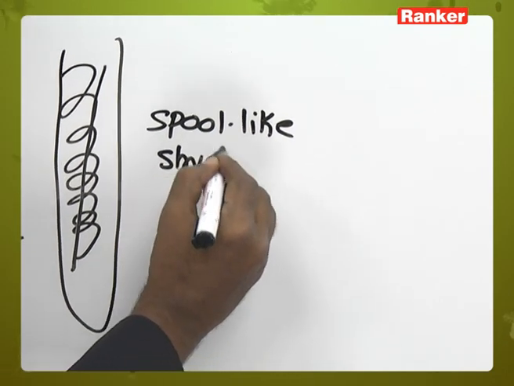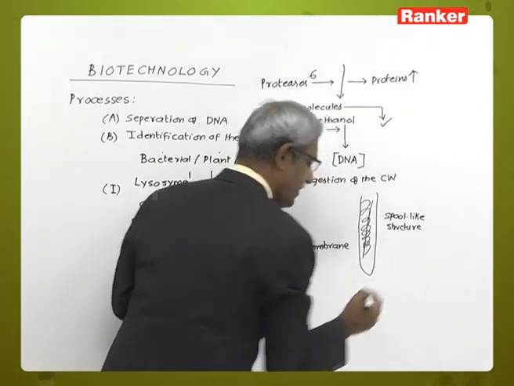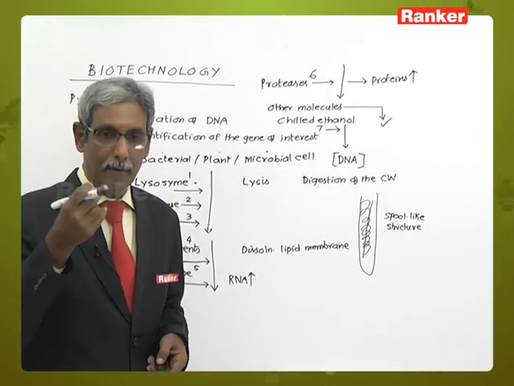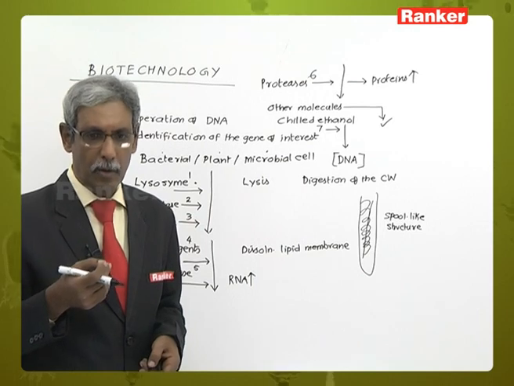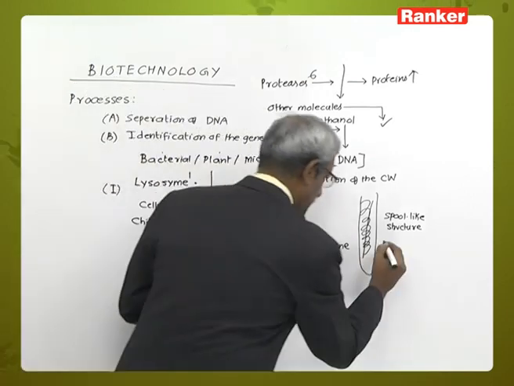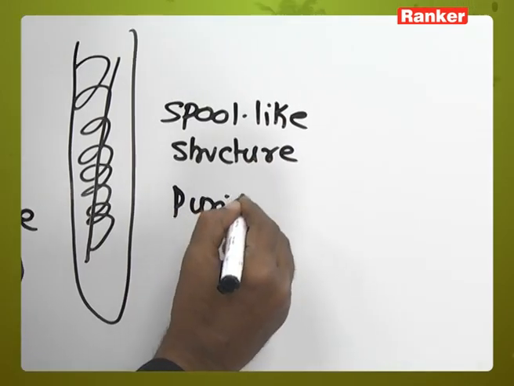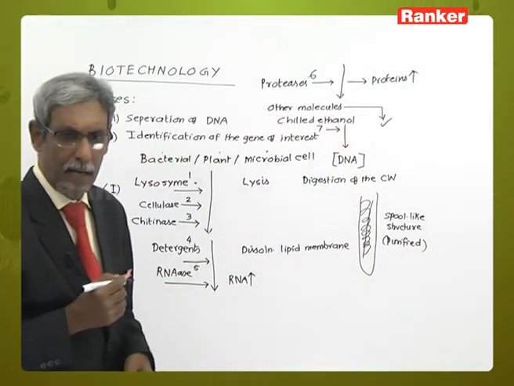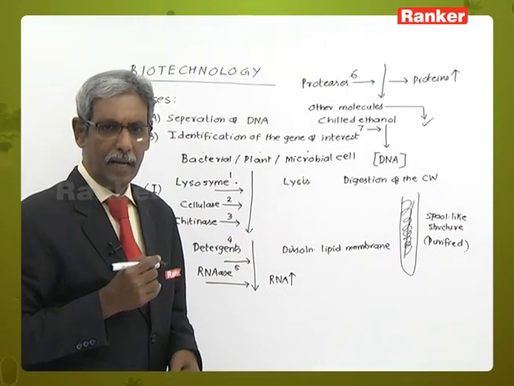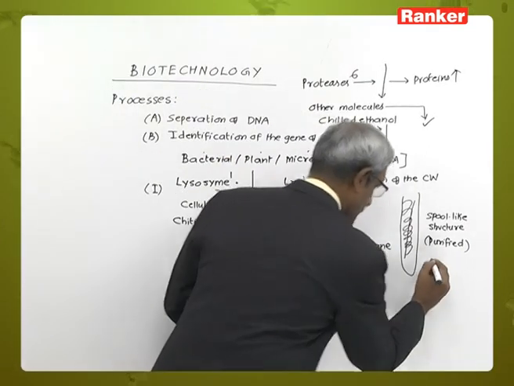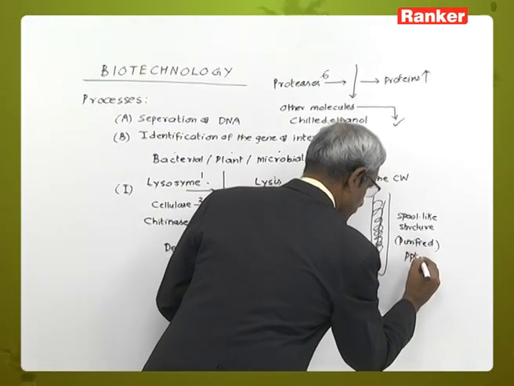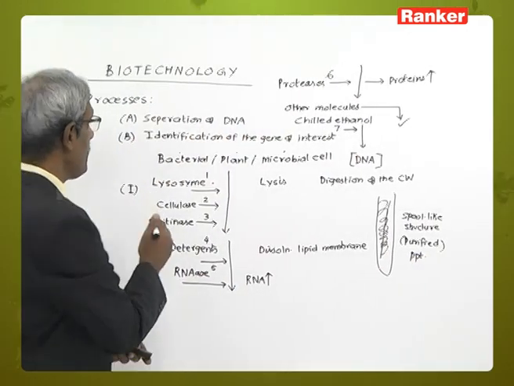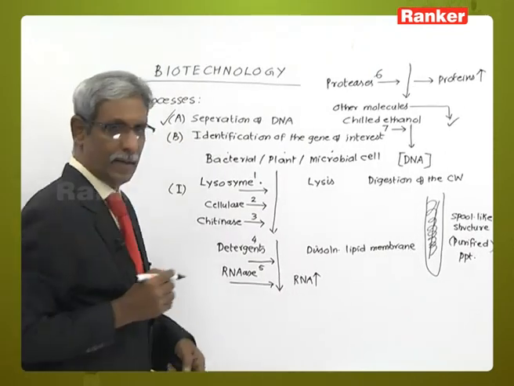It can just be removed, just like how you see a little bit of jaggery syrup. So, this is the purified DNA, and the purified DNA will tend to precipitate. Now, this is the first step towards the separation of the DNA.